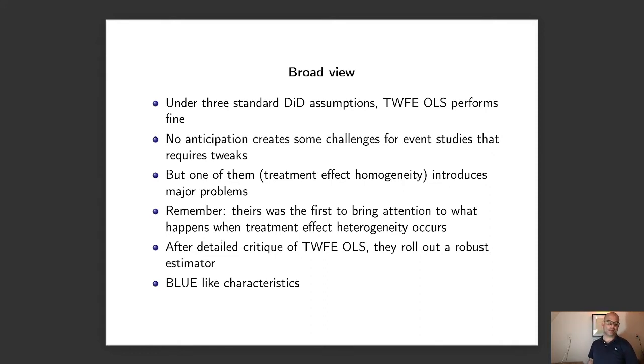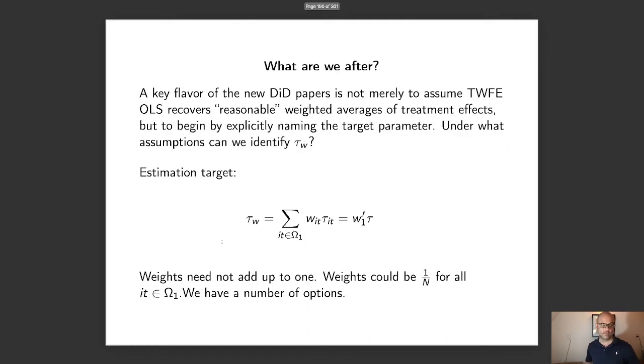After they do their detailed critique of two-way fixed effects, they're going to introduce this robust estimator. And since it's OLS based, it's BLUE. It's the most efficient of the linear unbiased estimators. So a key flavor, this kind of gets at the OLS question about manual aggregation.